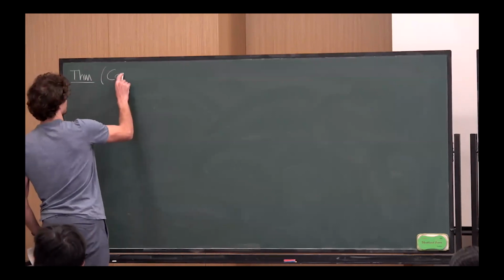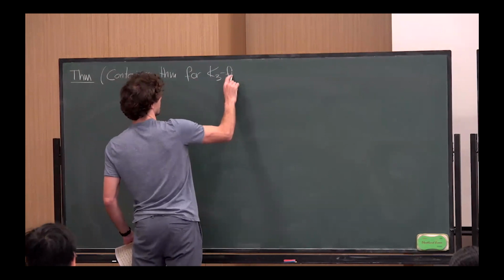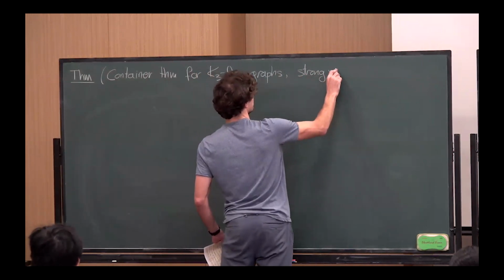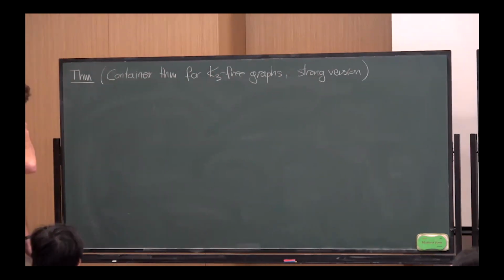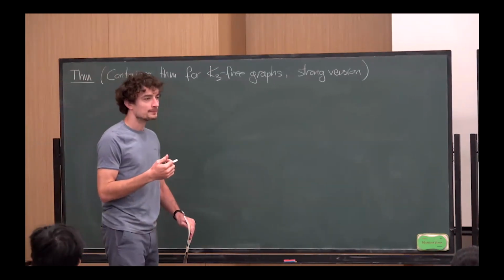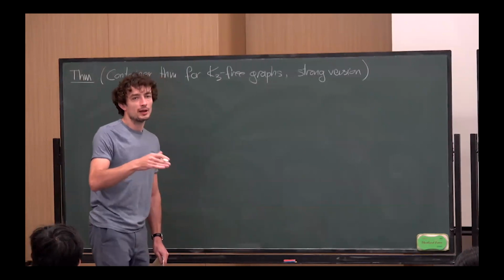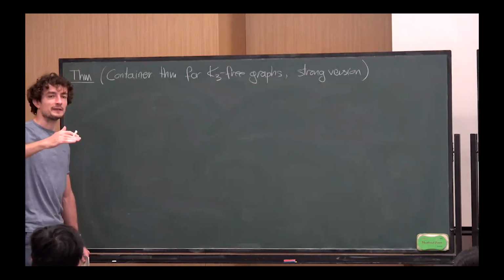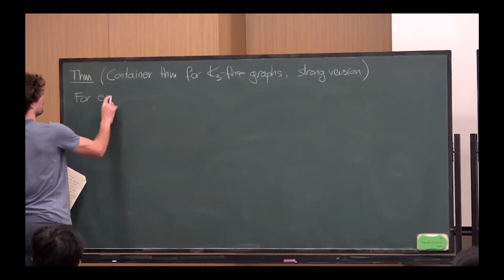So it will be a container theorem for triangle-free graphs, and now in its strong version. So we will still want to cover all triangle-free graphs with graphs that have few triangles. So the number of such graphs will be small. However, now the containers will be labeled by certain graphs, and this labeling will be done in such a way that the container that contains a given graph is labeled by a subgraph of this graph. And you will see how this is useful in applications.